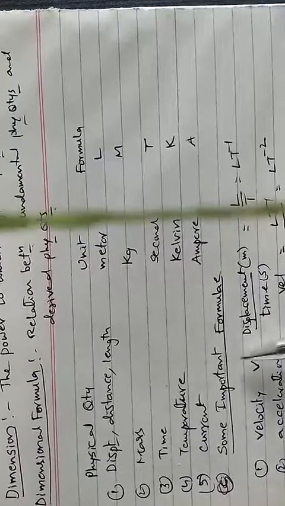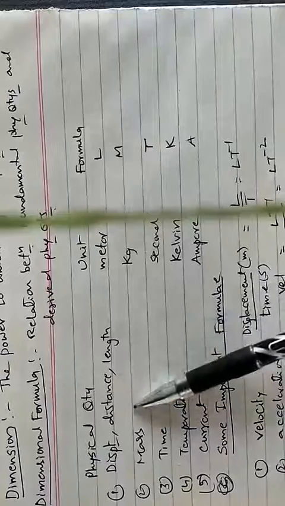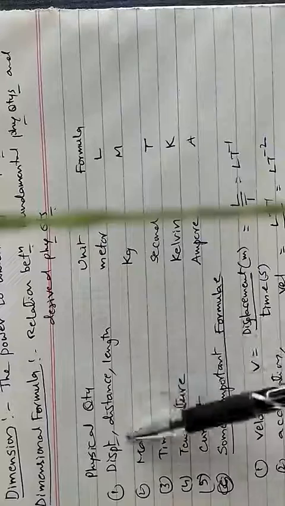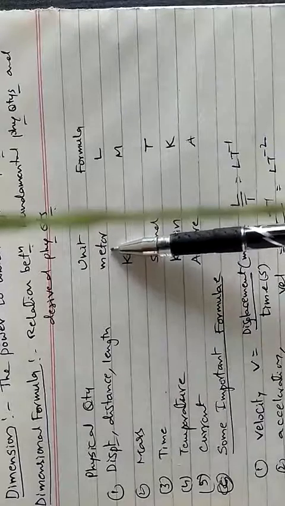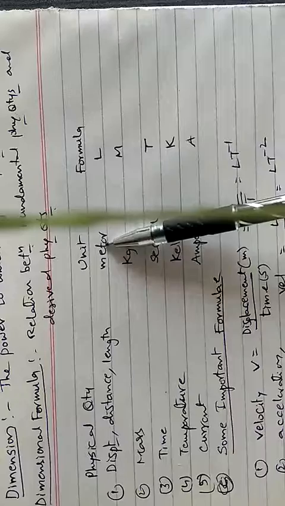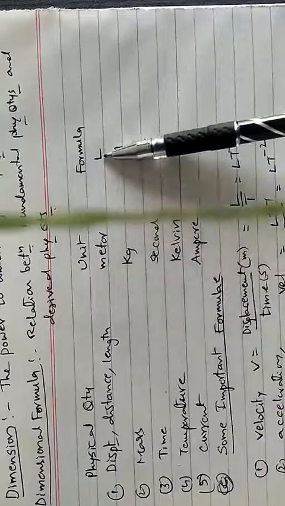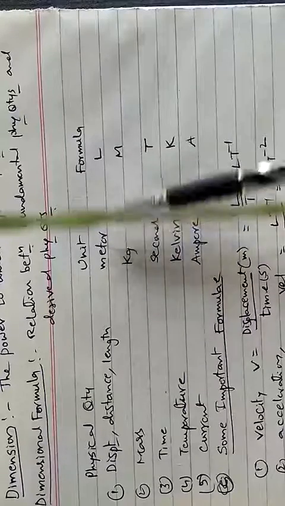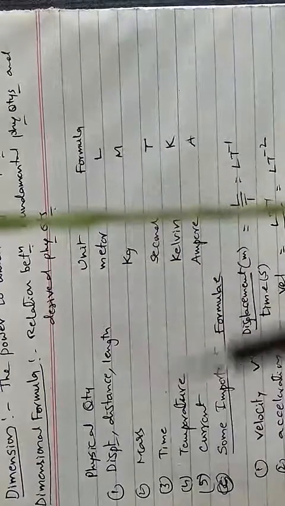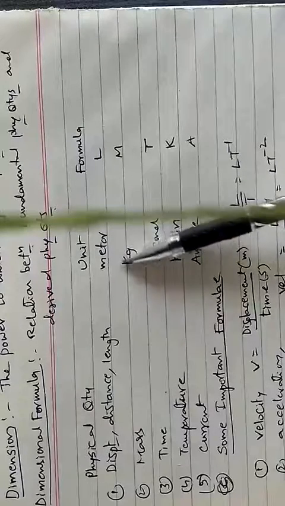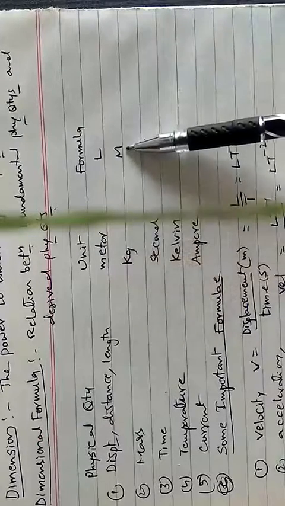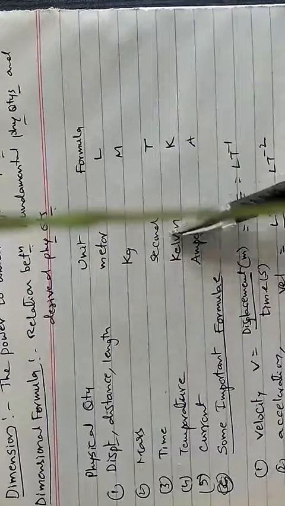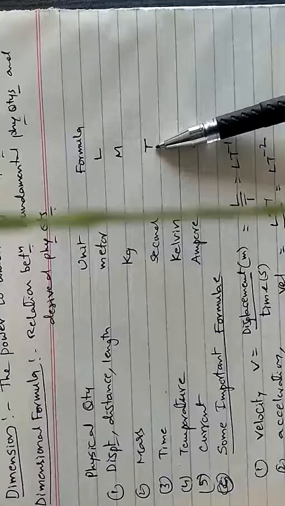Let's see the dimensional formula of some physical quantities. We have physical quantities like displacement, distance, length, all having the unit meter. Wherever meter is a unit, you have to write the dimensional formula L. Next, for mass, the unit is kg, so wherever you find kg as a unit, you write M. Time is measured in second, so its dimensional formula is T.